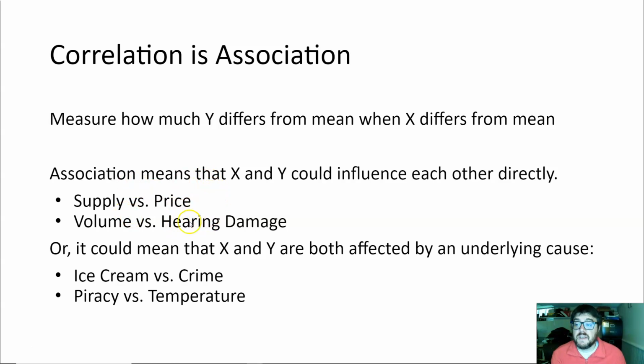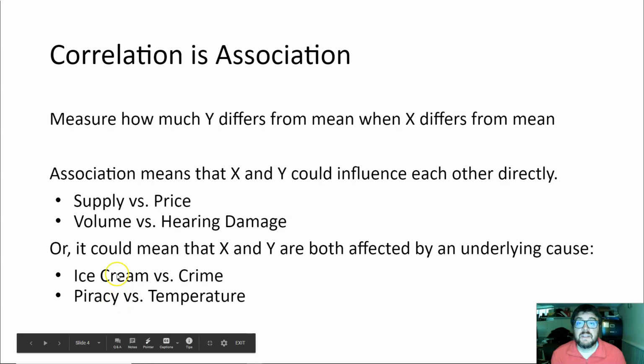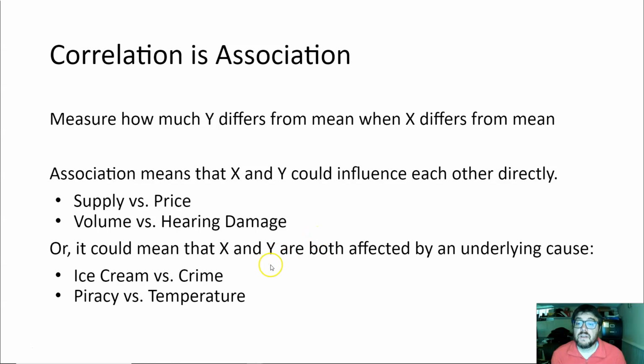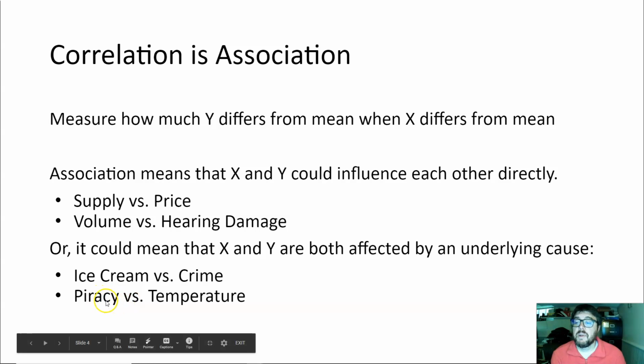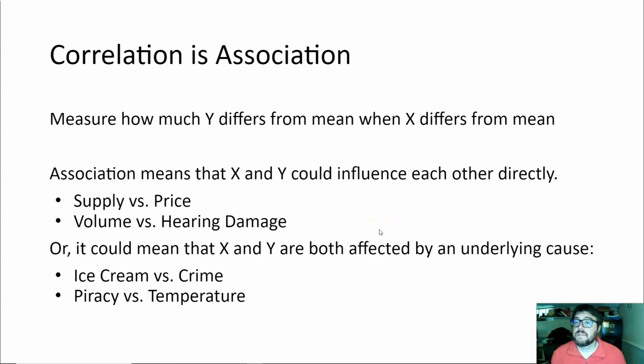However, you can also see an association when X and Y are both affected by a common underlying cause. So for example, if you are looking at how much ice cream is sold and how much crime there is in a town, you might see that they are associated. Or if you looked at the amount of piracy there is in a given year and the average sea surface temperature, you might see that those are associated. But that doesn't necessarily mean that eating ice cream is causing crime, or the appearance of pirates is lowering the temperature. So let's look at those graphs.